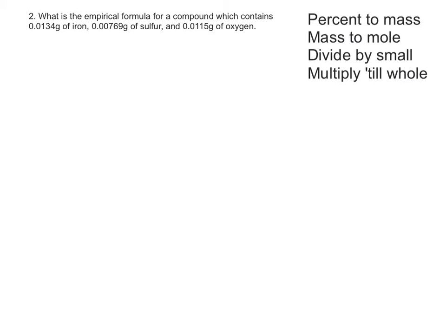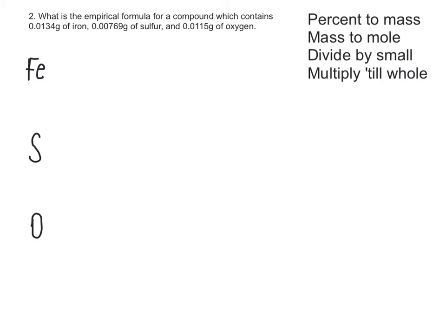So number 2 says, what is the empirical formula for a compound which contains 0.0134 grams of iron, 0.00769 grams of sulfur, and 0.0115 grams of oxygen? So the first thing we're going to do is make a list of our elements. So we have iron, we have sulfur, and we have oxygen. So I know that my empirical formula is going to contain the simplest ratio of these three elements.